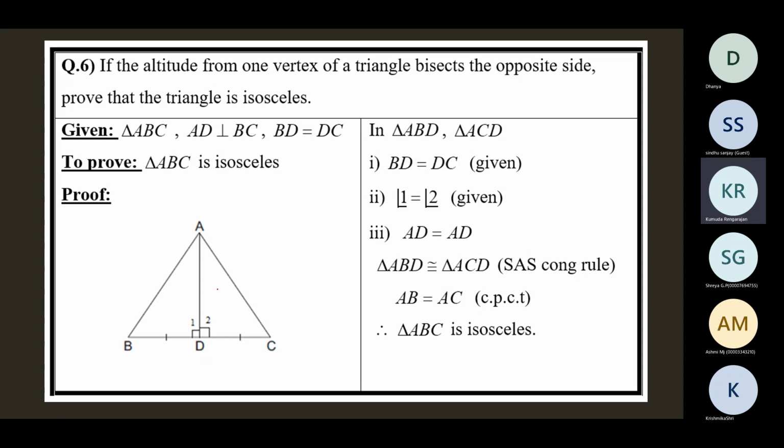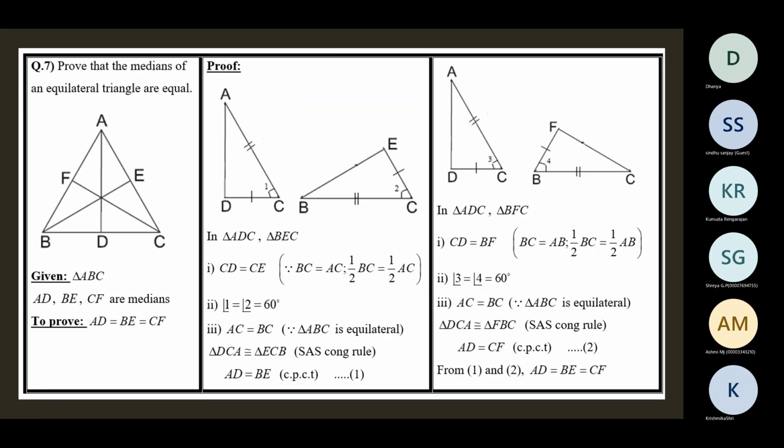Okay, so very simple. In these two triangles, these two sides are equal. Angle 1 is equal to angle 2. AD is a common side. So by the SAS rule the triangles are congruent. By CPCT, AB of this triangle is equal to AC of this triangle. So if AB is equal to AC, it means the triangle ABC is isosceles. Easy, children? Yes, ma'am.